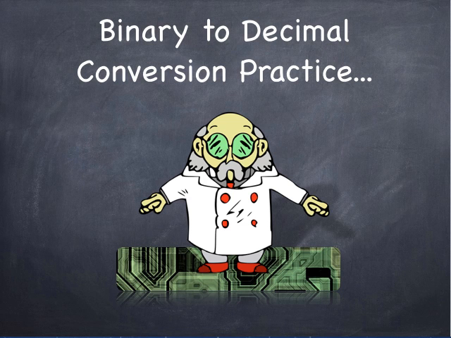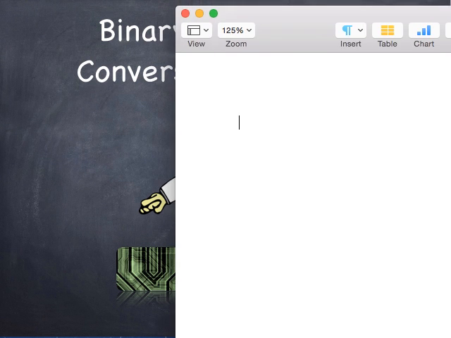In this video, I'm going to work some practice problems converting binary to decimal numbers. Okay. Step 1 is to write out the powers of 2. Because if you remember, to convert from binary to decimal, all you have to do is consider the 1 and the 0 in its position multiplied by a power of 2.